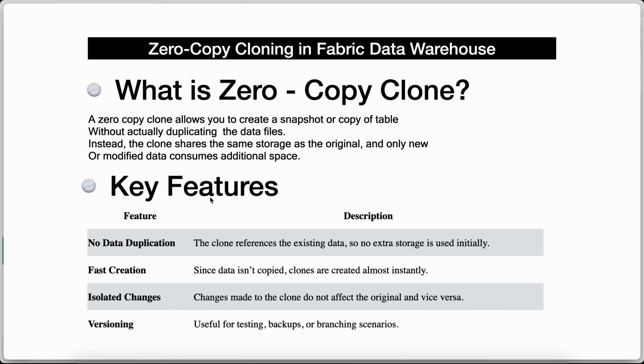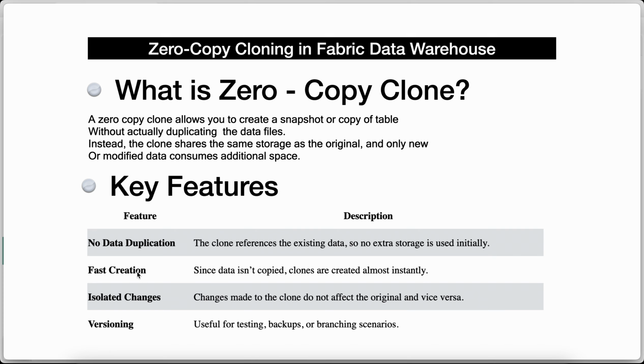So first, what is zero copy clone? A zero copy clone allows you to create a snapshot or copy of a table without actually duplicating the data files. Instead, the clone shares the same storage as the original, and only new, modified or updated data consumes additional space. The key features of zero copy clone: first, no data duplication, since the clone references the existing data, so no extra storage is used initially.